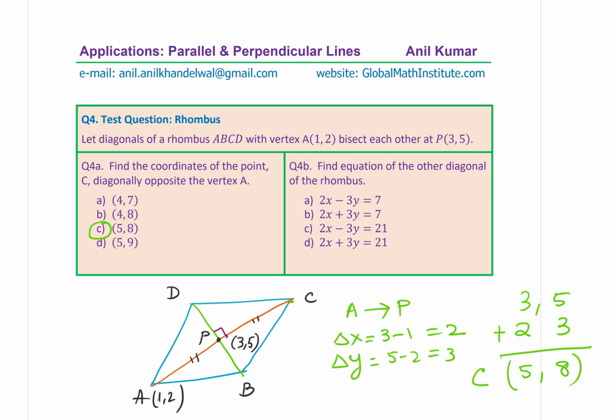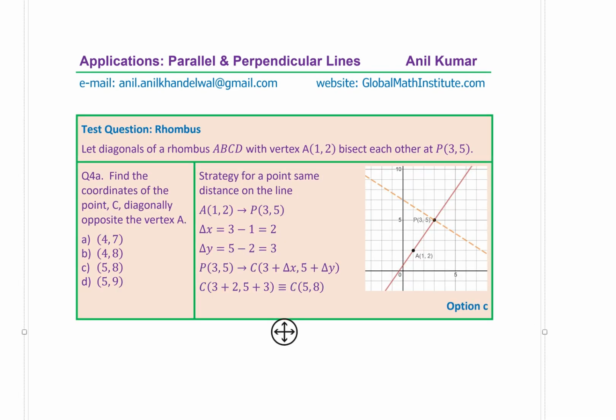Now let's review our strategy of question number 4a. We needed to find the coordinates of point C, correct? We wanted to find the coordinates of point C diagonally opposite to the vertex A. So again, here is your diagram. We have this point A and P. We want C, which is the same distance on this line, like an image, correct? That is what we need to figure out. That is the point C for us.